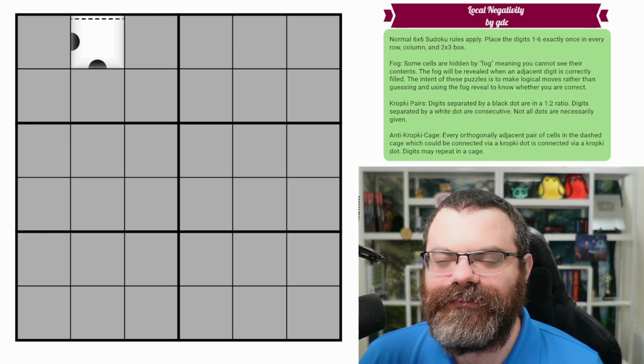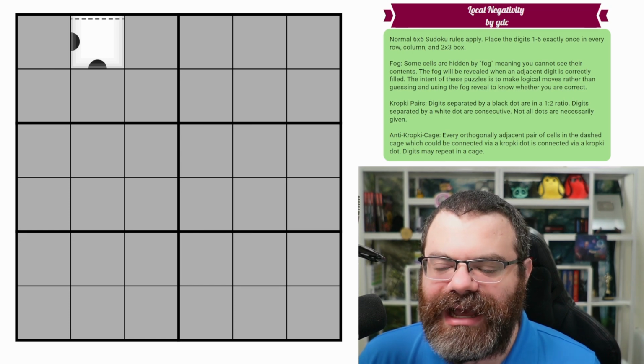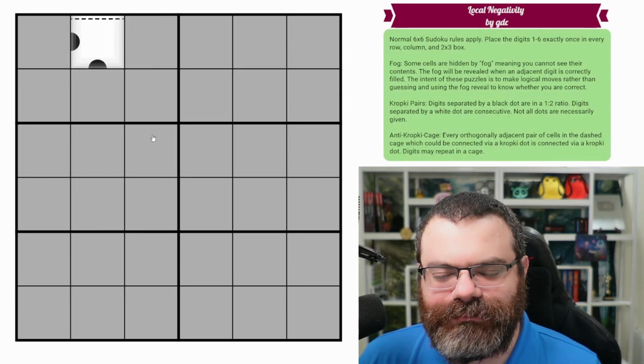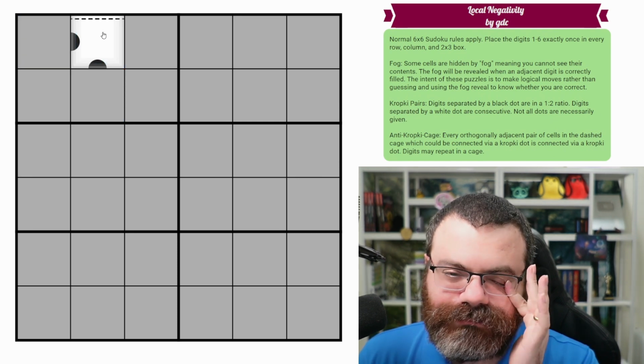We would be violating the anti-Kropke cage rule. All right, and that's it. Those are the rules. There's a link in the description if you'd like to try the puzzle yourself. And I'm going to get started right now. Sorry for the long rules explanation, but I figured that was necessary for this puzzle.